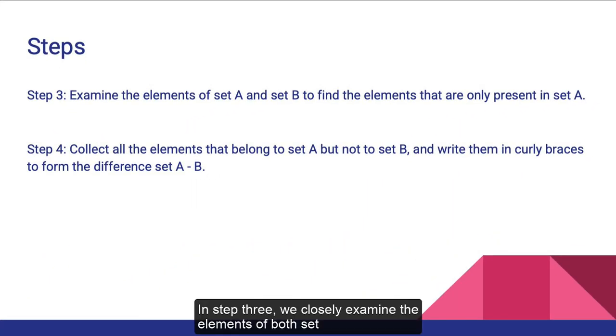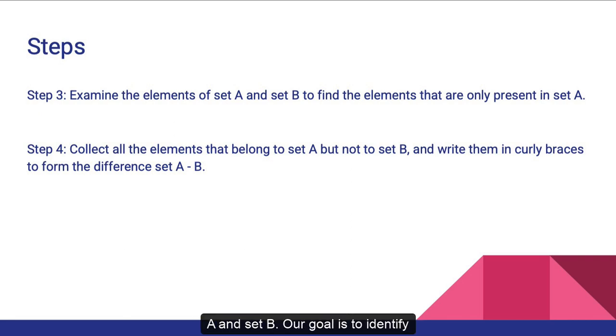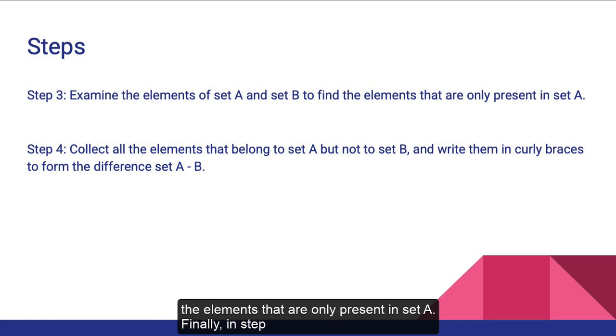In step 3, we closely examine the elements of both set A and set B. Our goal is to identify the elements that are only present in set A. Finally, in step 4, we use the elements we've identified in step 3 to form the difference as A − B. This set represents the elements that belong to set A but not to set B.